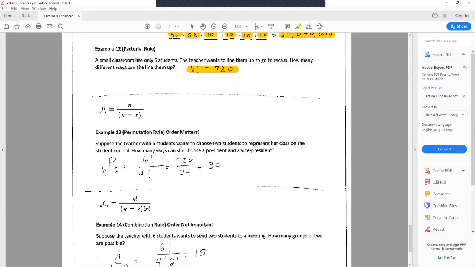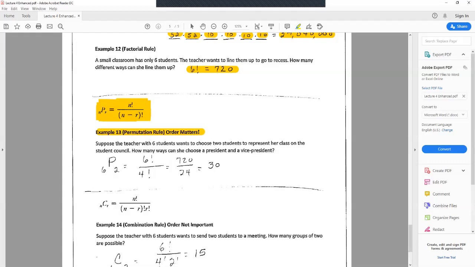This formula here is for the permutation rule, and the TI-84 will do this very nicely for you. So if you missed lecture, you might want to stay back next week and ask me to show you how to do it on the calculator. But let's look at example 13. Remember, permutations are used when the order matters.